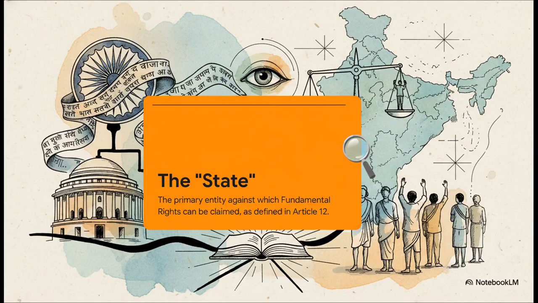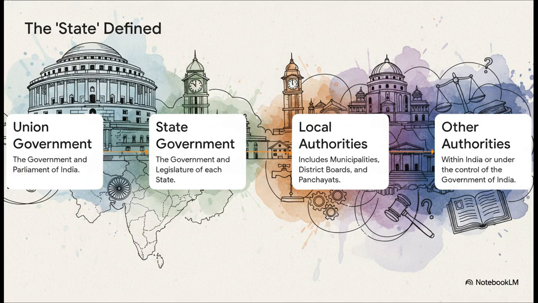Okay, so what exactly is the state? Well, Article 12 gives us the definition. It's basically the entity that has a duty to respect your rights. And if it doesn't, it's the one you can drag to court and hold accountable. The whole concept is designed to be incredibly broad. So Article 12 breaks the state down into 4 big parts.